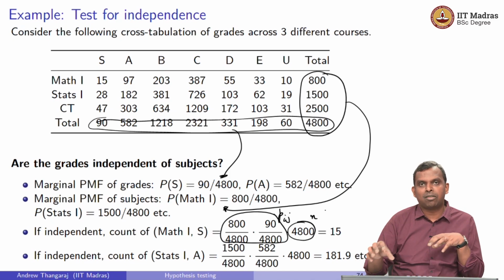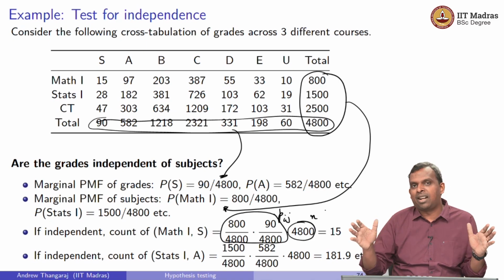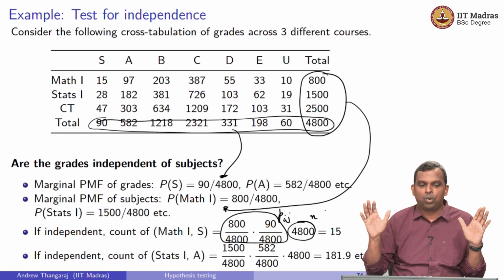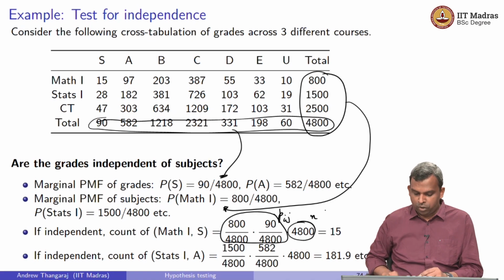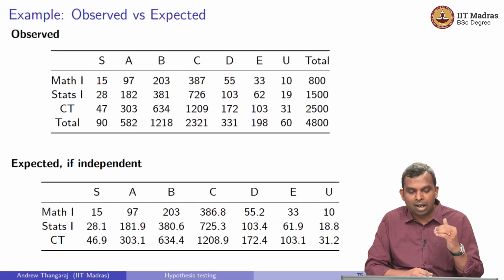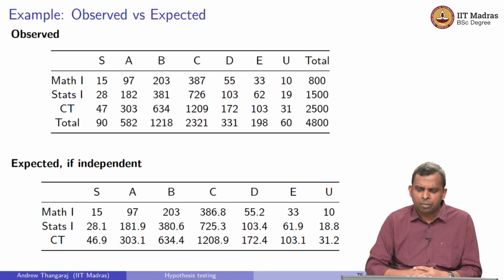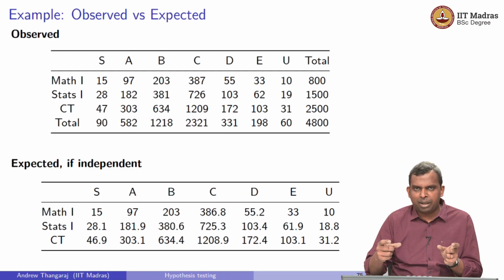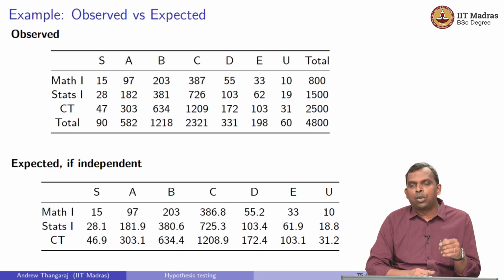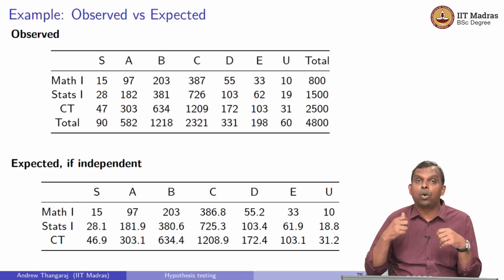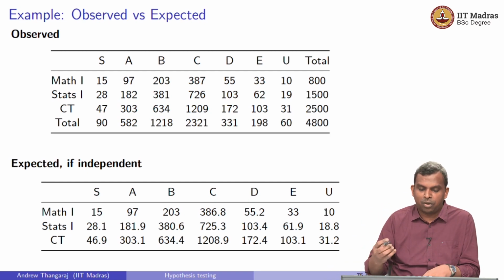Once you have observed versus expected, you can run a classic chi-squared test. So that's what we will do for testing for independence also. You have observed, which was given to you, and expected if independent, which we computed in the manner that I described. Hopefully this is clear to you. It's slightly involved. Pay attention to how I took the ratios and how we multiplied. It's sort of like row total times column total divided by overall total. So that's one way to remember this.